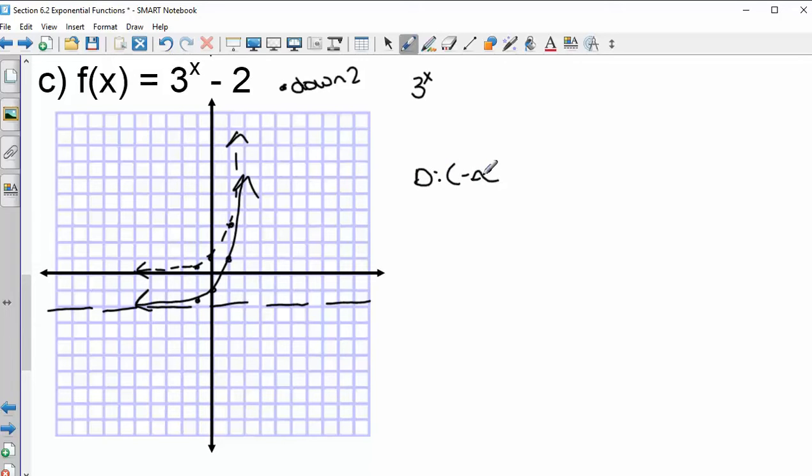Domain is just negative infinity to positive infinity.